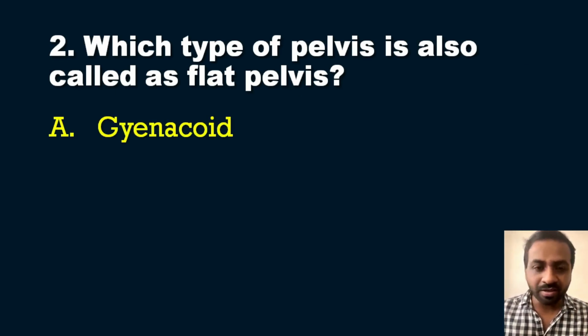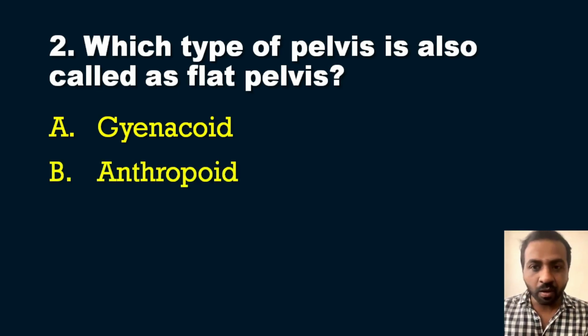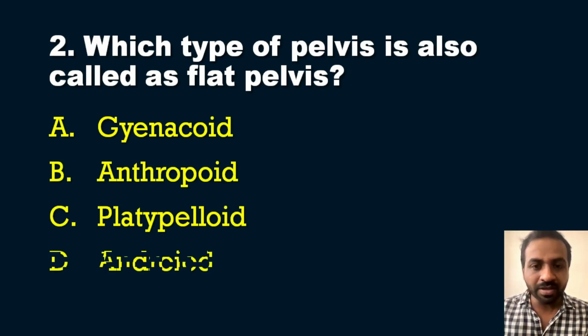The options are option A, gynecoid pelvis, option B, anthropoid pelvis, option C, platypelloid pelvis, and option D, android pelvis. So which one is the flat pelvis? That is the question. Flat. So the answer is option C, that is platypelloid, the flat pelvis.